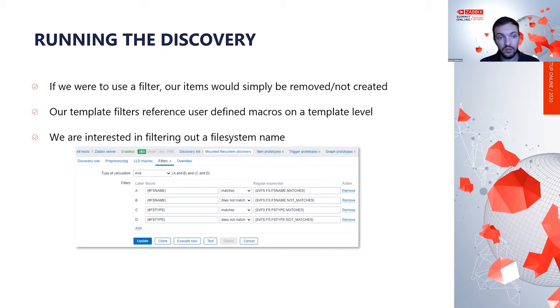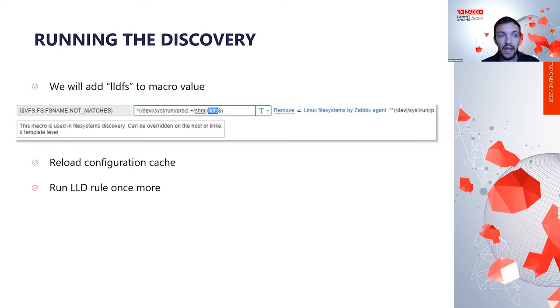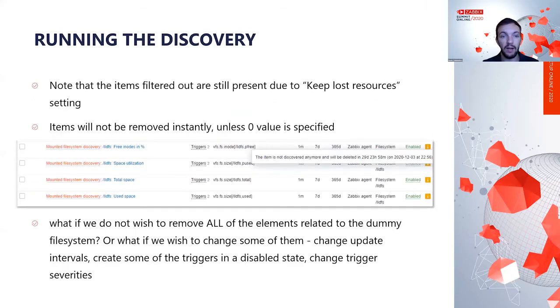And in this case, we are going to go back to our host level macro section and find the macro which is being referenced to it. So VFS, FS name not matches is the one that we are interested in. We are going to add LLDFS value to this particular macro in order to make sure our filter is filtering out this particular file system. We're going to wait for manually reload configuration cache, run low-level discovery rule, and see what happens.